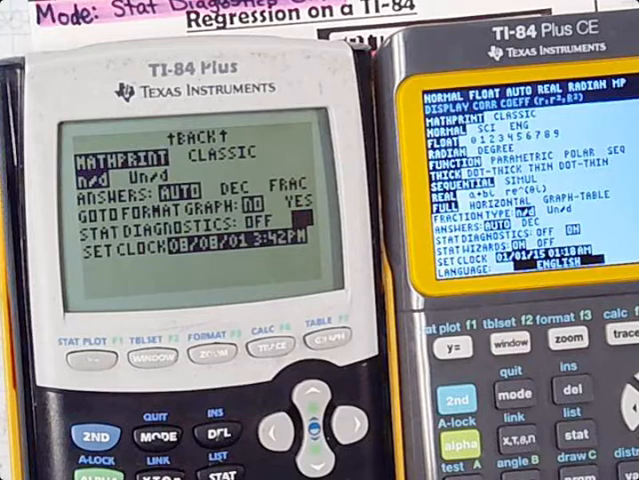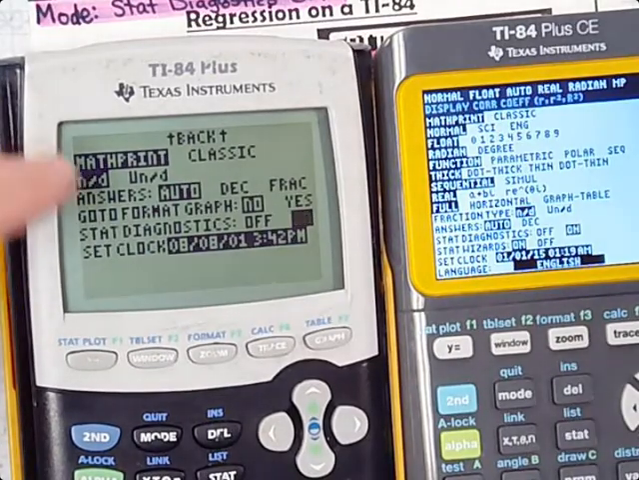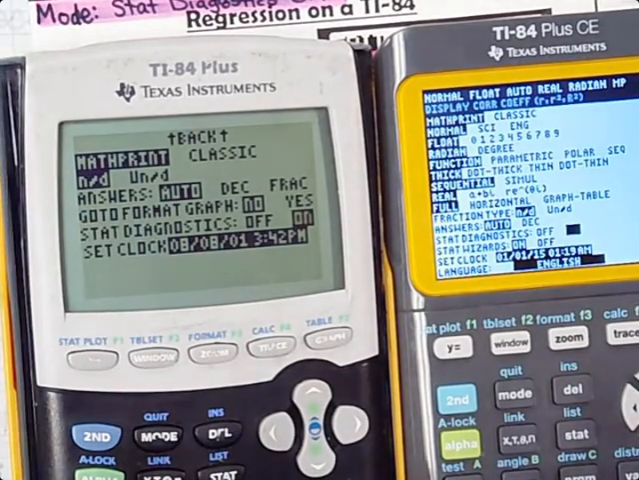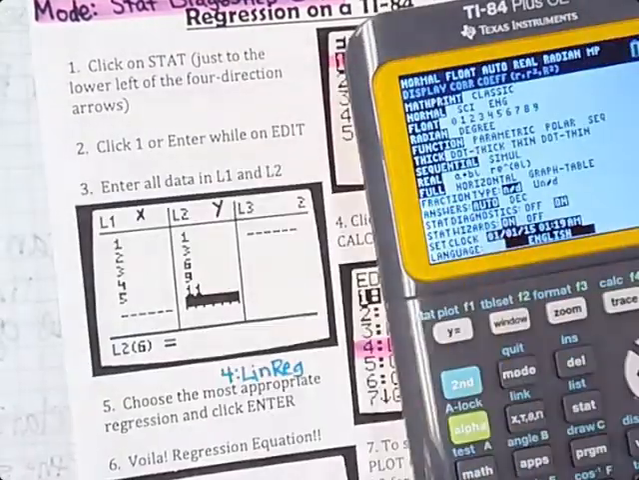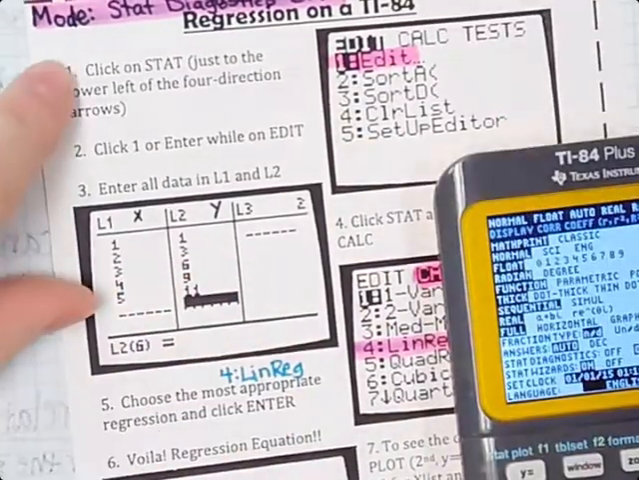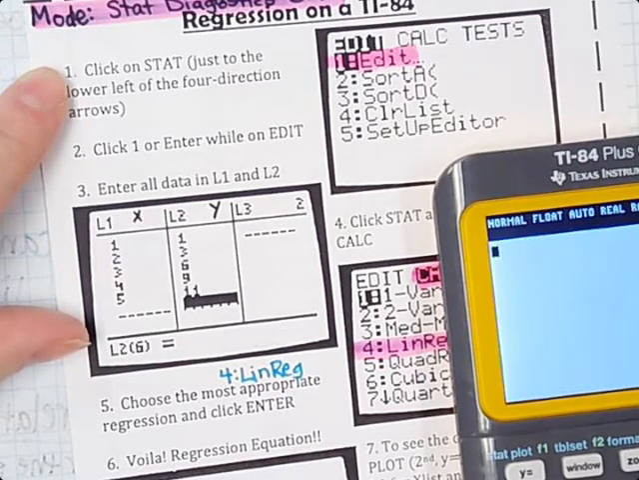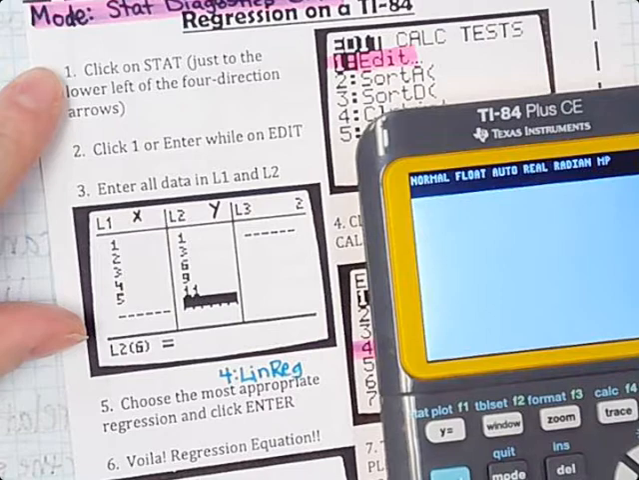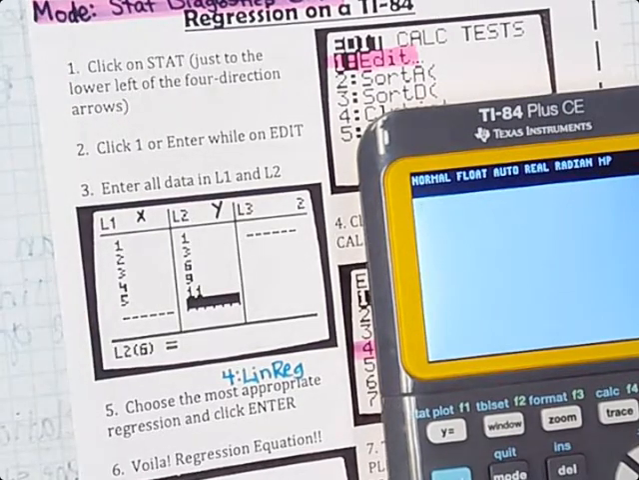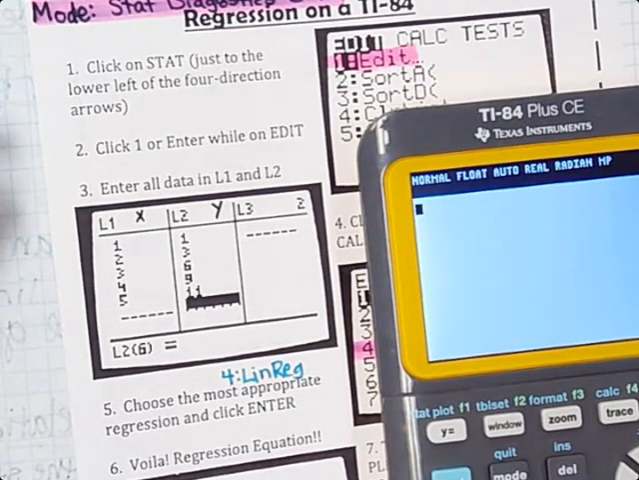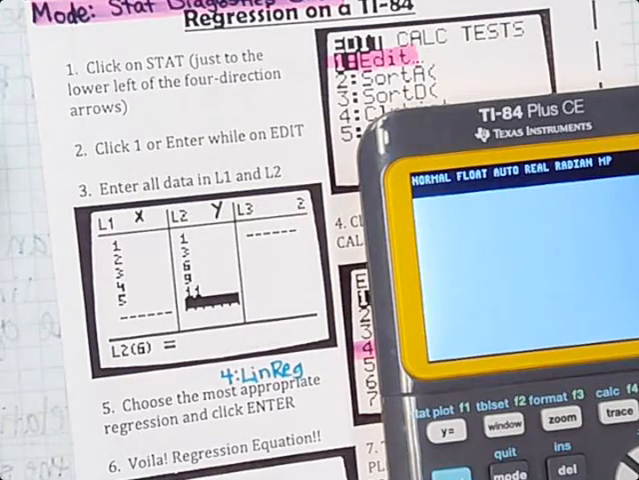So if you're going to use this on an EOC or a test that I give you, if it doesn't give you the R as an output, then that means you did not turn your diagnostics on. Okay, I'm going to use this calculator now. So first thing we need to do after the stat diagnostics, go ahead and second quit to get back over here. We're going to click stat. If you don't need the R, you don't need stat diagnostics on.